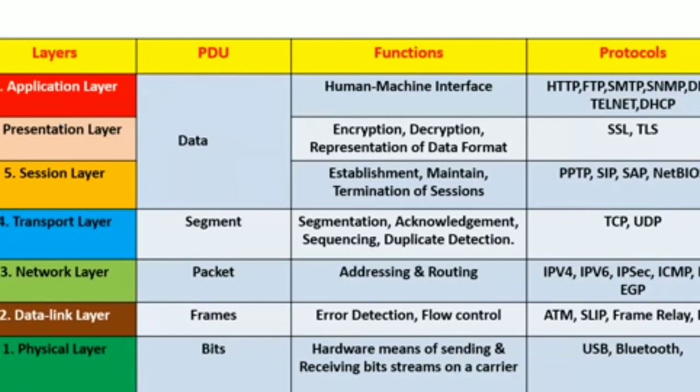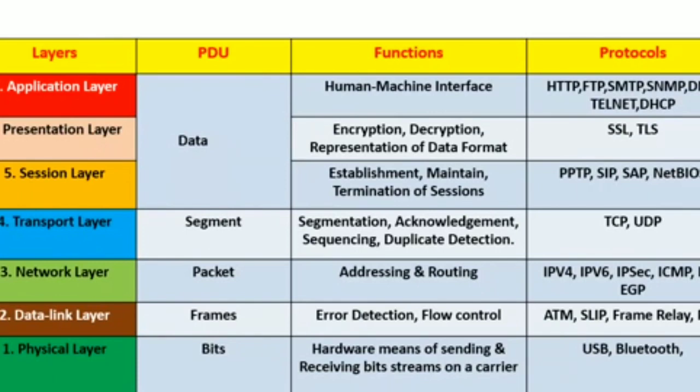The third layer will be the network layer, and the protocols used will be IP version 4, version 6, Internet Protocol Security, ICMP, IGMP, and Extended Gateway Protocol. The functions performed by the network layer will be proper addressing and also the routing between the user and the end terminals.